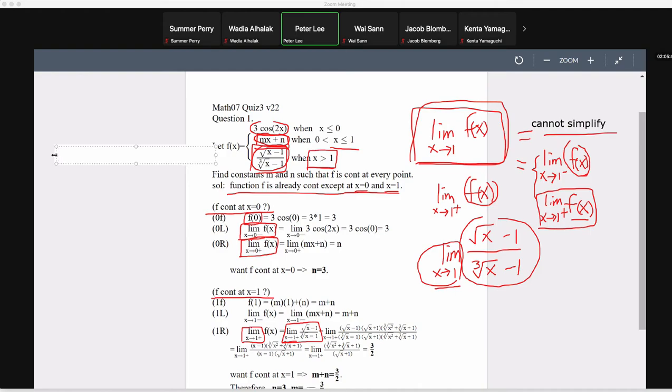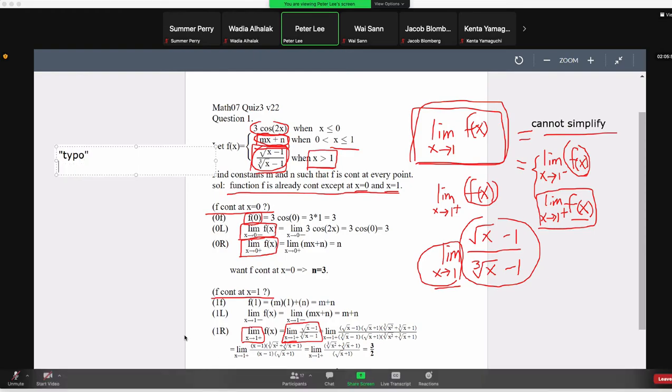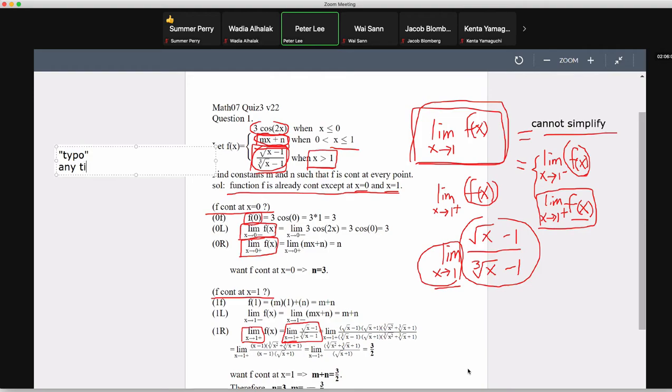Typos. And what kind of mistake do you call it? Small mistake. Any mistake, any tiny mistake, or tiny mistakes are critical in math.